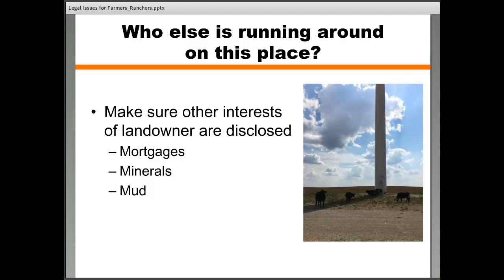And oh, by the way, tenant, you should probably make sure that if that's part of your lease, that there's going to be an adjustment made to the amount of rent you have to pay, because that's probably going to knock back the productivity of the land to which the mud's applied for some time.